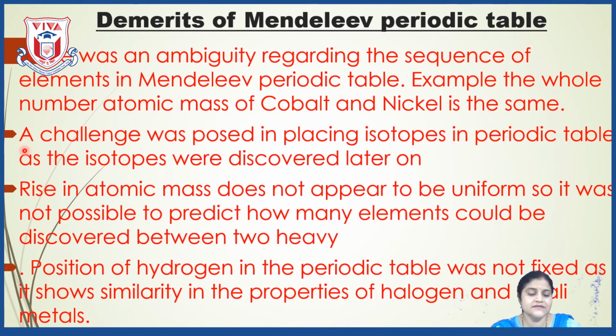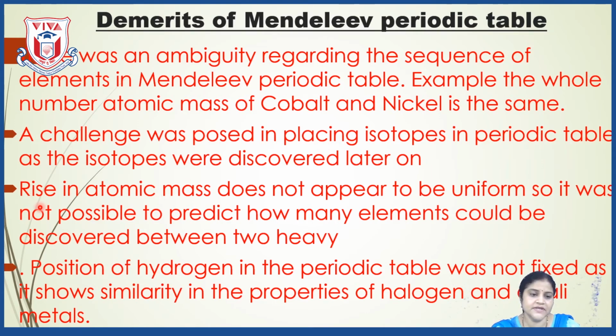Going to the second demerit, a challenge was posed in placing isotopes in the periodic table, as isotopes were discovered later on. Now, what are isotopes? Isotopes are elements which have the same atomic number but different atomic mass number. He never thought of isotopes, and thus they became a demerit, because they did not have a separate, individual place in the classification of elements.